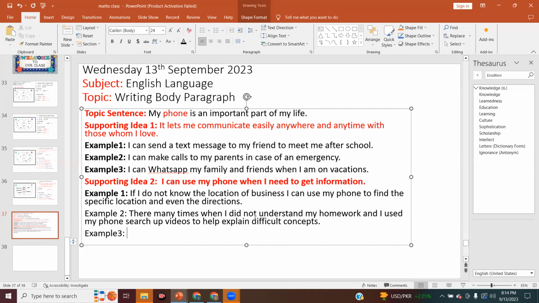We use it when we don't understand something about our homework, the location, what other information?